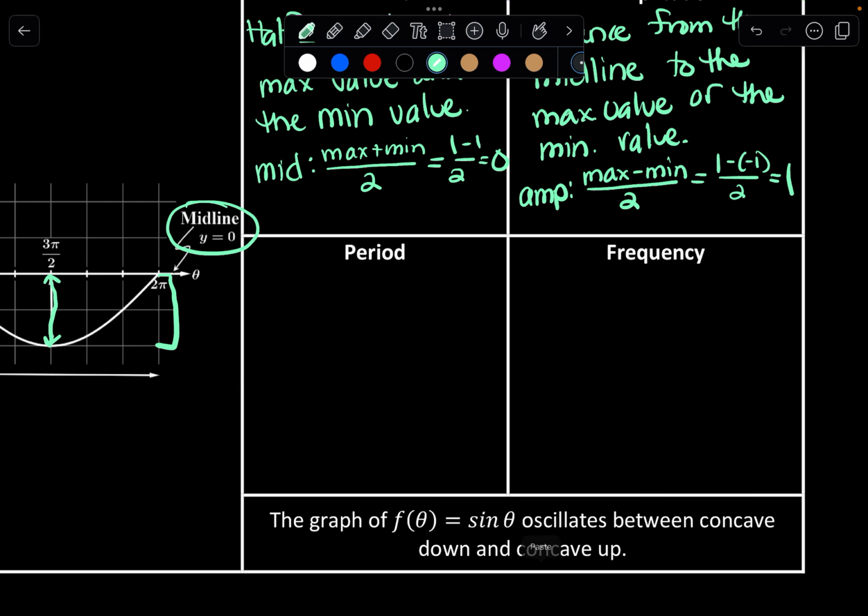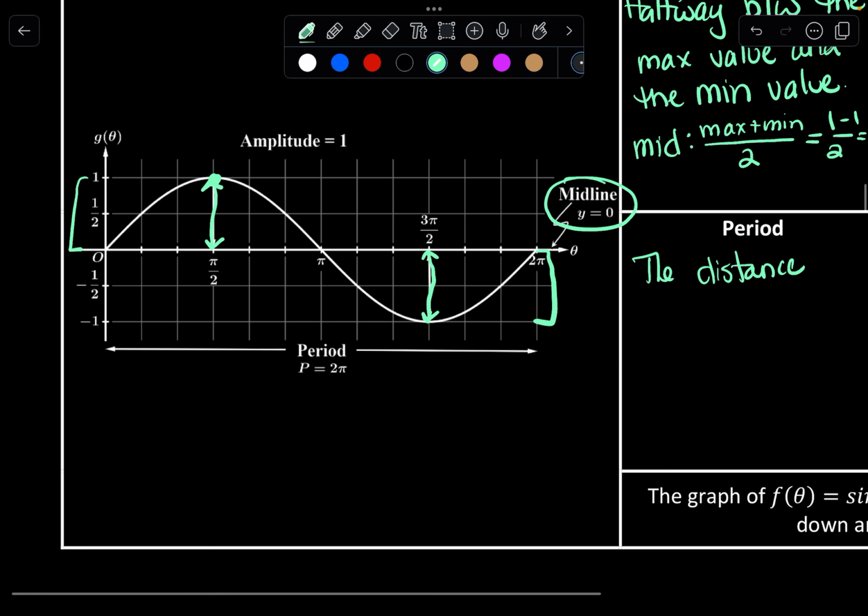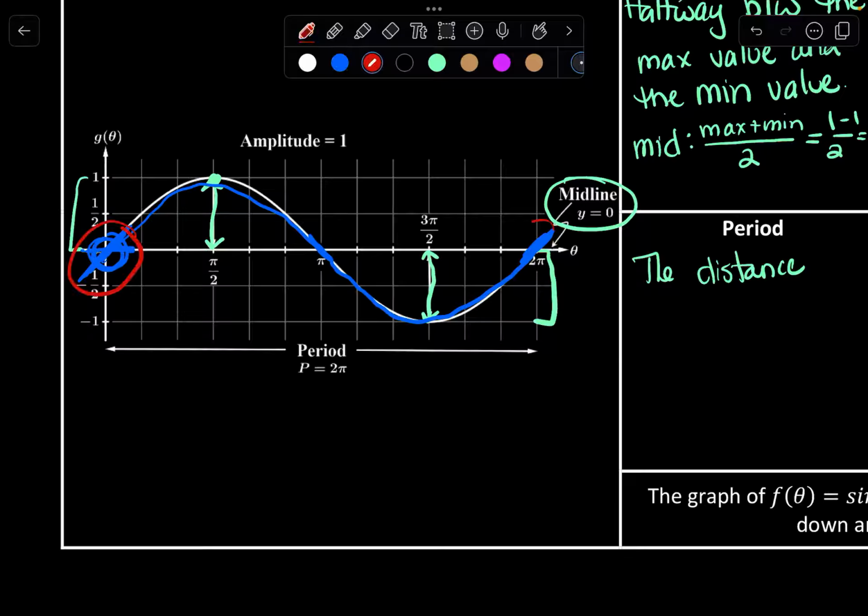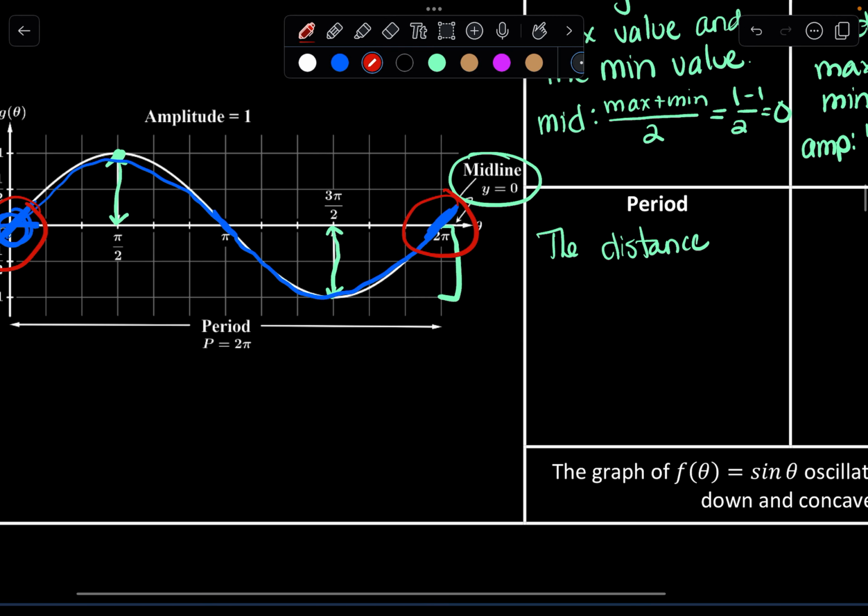Your period is going to be the distance. Your period can be the distance from any point to any point once that is repeating again. So if we look at sine specifically, like I see this point here, we're crossing through the midline and it's increasing. So if I continue to follow my graph, I cross the midline here, but I'm going down this time. I'm not increasing through the midline. So I decrease through the midline, and then I come back, and then I see this event occur again. I'm increasing through the midline again.